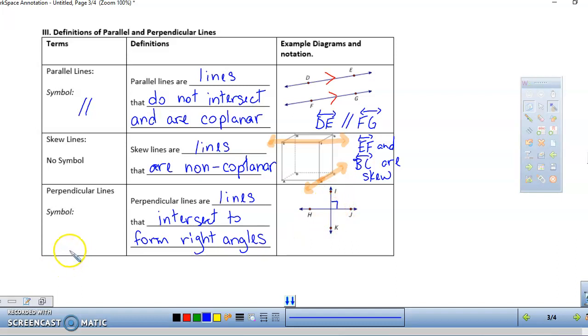Also, there is a symbol, just like for parallel lines, there's this sort of tilted 11. The upside down T means perpendicular. So in this picture, you would say the line HJ is perpendicular to the line IK. Okay, so those are your different types of lines.